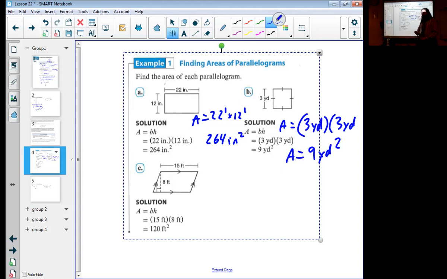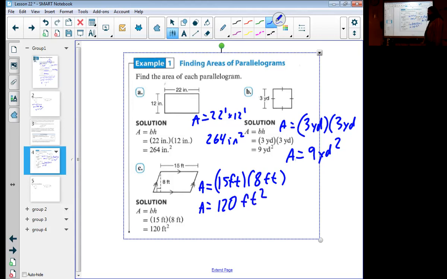The last one, this is what a parallelogram typically looks like, because we would call this a rectangle, we'd call that one a square. So this one is what a parallelogram would typically look like. So we have a height of 8 and a base of 15. So we have area is equal to base times height. So the base is 15 feet times 8. 15 times 8 is 120. Feet times feet is feet squared.